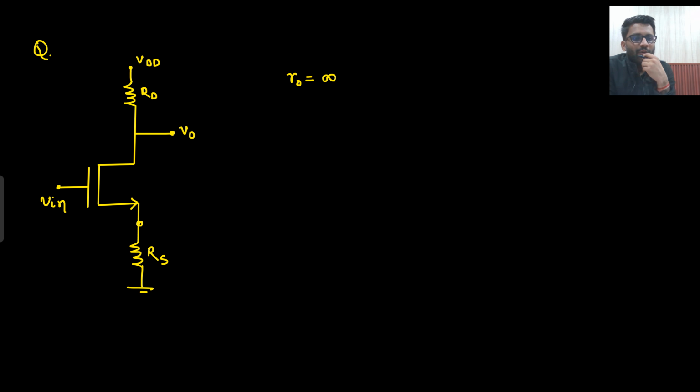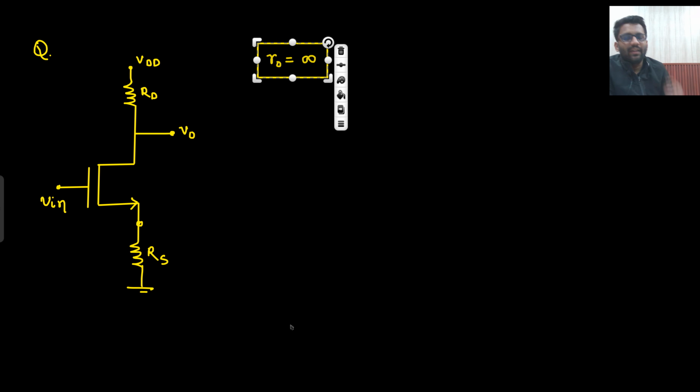R0 is infinity. You need to find V0 by V in. R0 is infinity, this is given. Try doing it. Use your complete brain, and let's see if you are able to answer that or not. V0 by V in, the small signal voltage gain, you need to find.